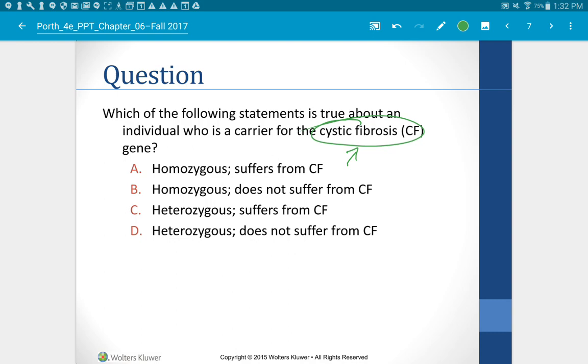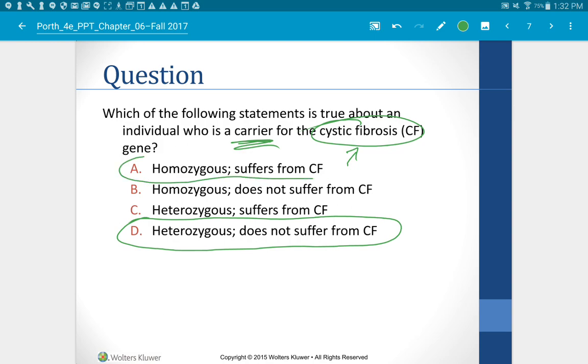Recessive disorder. So, which of the following statements is true about an individual who's a carrier for the cystic fibrosis gene? Okay, wow. People jumping. So, heterozygous does not suffer from cystic fibrosis. Does that make sense? Heterozygous, you can't suffer from it. Homozygous does not suffer? Nope. Homozygous suffers from cystic fibrosis, if the homozygous is for the disease-causing allele, then yes. But this is specifically talking about carriers here.